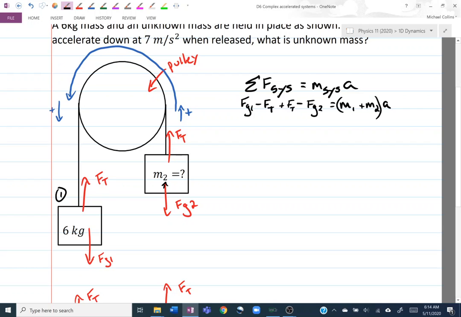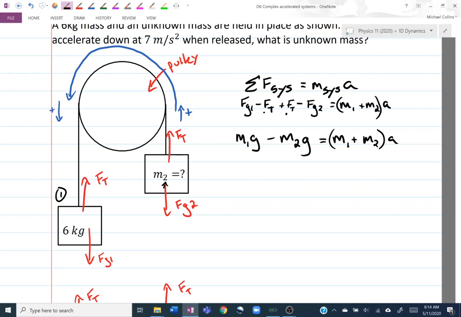Fg1 is an m1g minus f2t. Oh, sorry, there's no point in writing that down because we've got a positive and a negative, which means they cancel. So I've got m1g minus m2g is equal to m1 plus m2 times our acceleration.